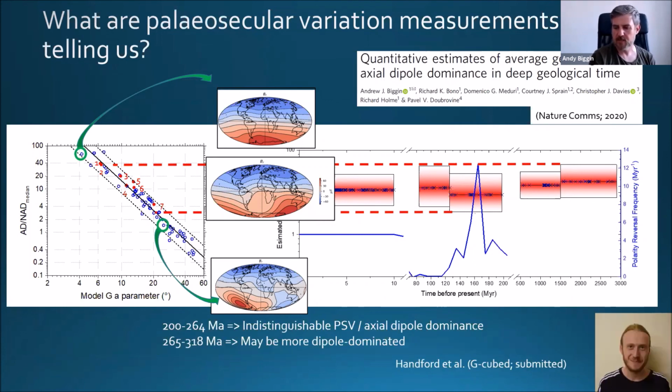So this work was done by a PhD student, Ben Hanford at Liverpool, and he performed analyses like this back through the Triassic into the early Permian, and found that, yes, it was indistinguishable in that respect. It would just extend this time period. But then looking at the Kiaman superchron, so the reverse superchron in the Permo-Carboniferous, that did look a bit more dipole dominated. Okay, I'm not sure it was statistically distinguishable, but it definitely looked at the top end of this.